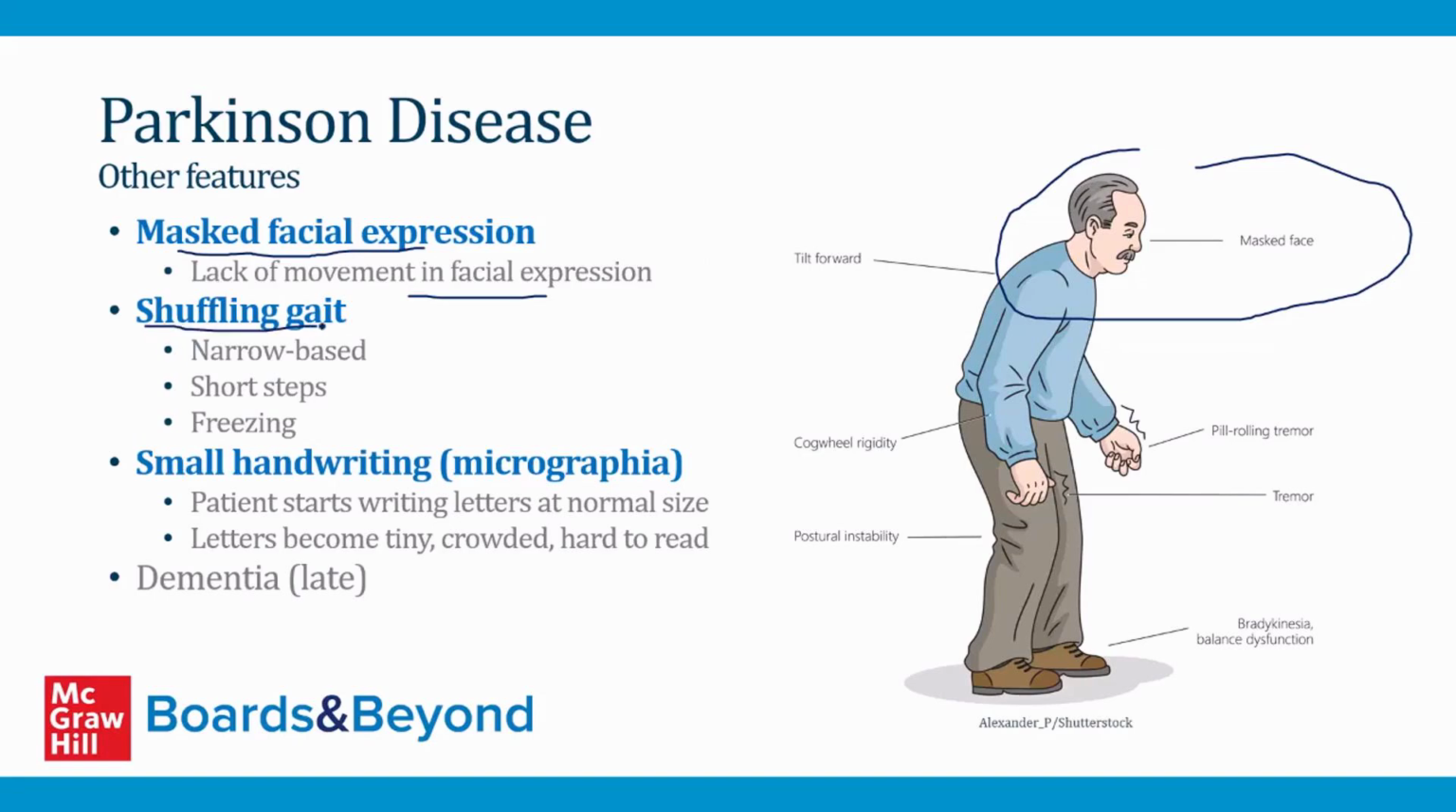Another classic feature is a shuffling gait. So patients with Parkinson's disease, remember, they have trouble initiating movement. So they tend to have a narrow-based gait. They take short steps and they often freeze as they try and move their limbs.